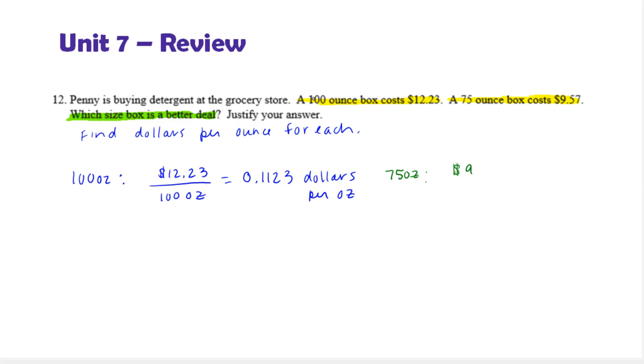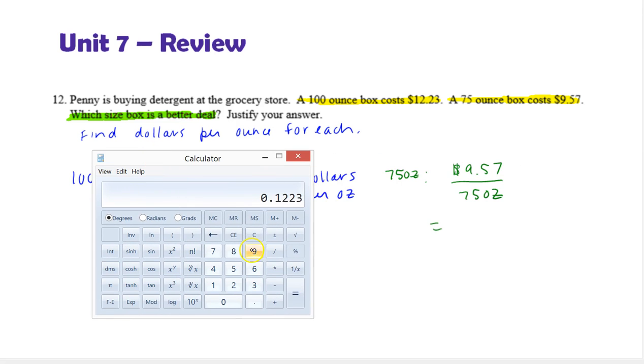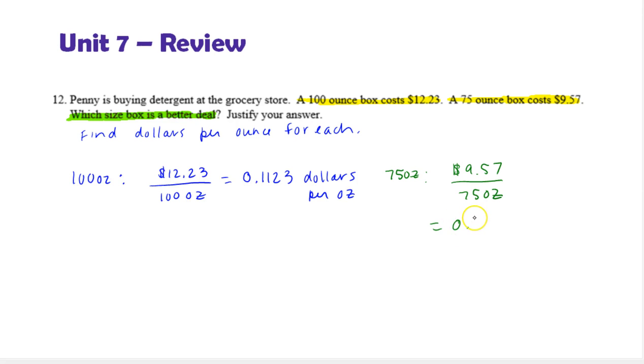Okay, so 75 ounces. Well, this is 9.57 divided by 75 ounces. This one I don't care to do in my head, so let's divide on the calculator. So 9.57 divided by 75 gives us 0.1276. So 0.1276 dollars per ounce. So that means for every ounce, for each of the 75 ounces, you're going to pay about 12 3/4 cents per ounce.